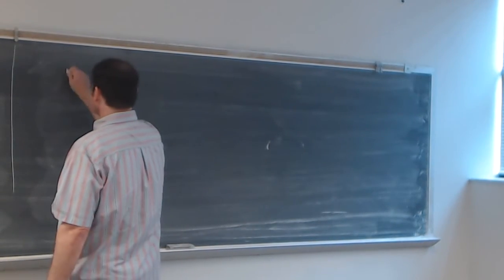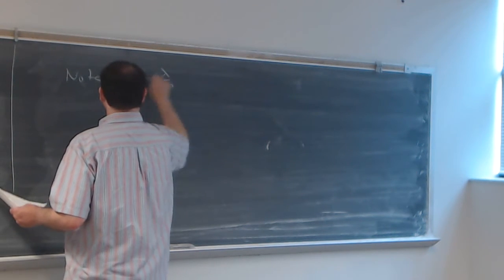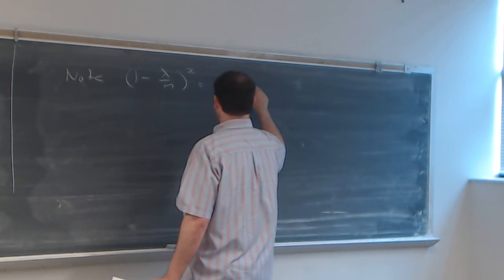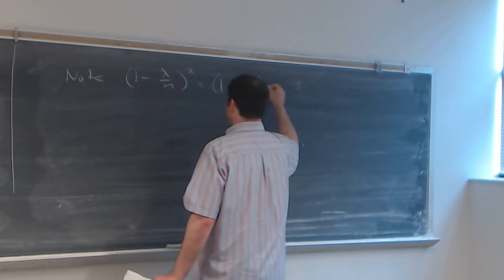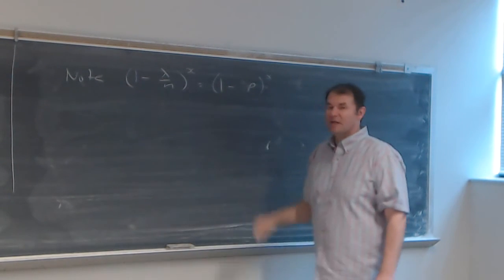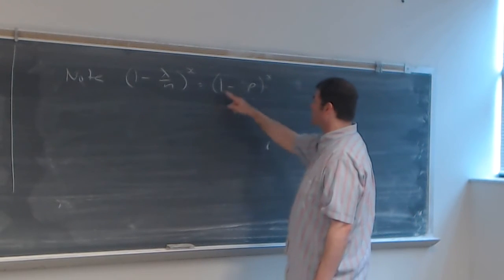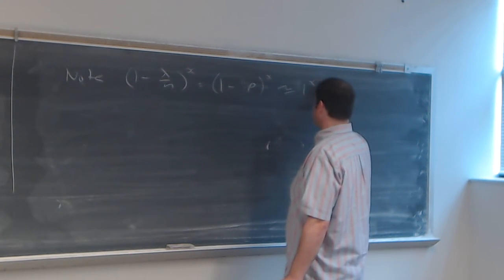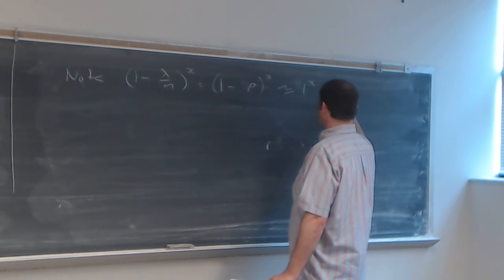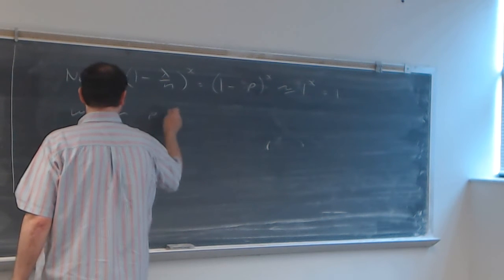Now, let's look at another aspect in that PMF. Note that (1 minus lambda over n) raised to the x is really the same thing as (1 minus p over x), since lambda over n was represented by p. And what we said was, when p is really small, 1 minus that is approximately 1 raised to the x, and that's just equal to 1, because p is really small.